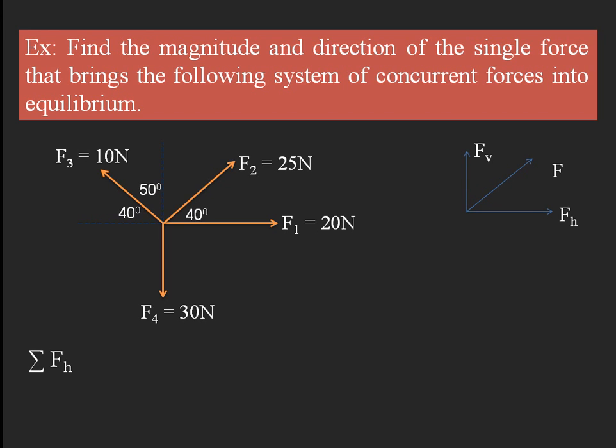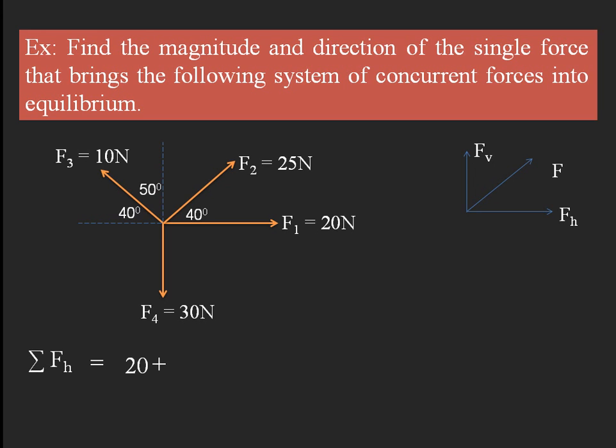Similarly, first we have to find the sum of all horizontal components of each and every force. First I want to take F1. F1 is already acting in a horizontal direction, so F1 is itself its horizontal component. There will be no vertical component; that component will be 0. So for the sum of horizontal components, we consider F1 as a horizontal force because it is acting in the horizontal direction only, so take 20.